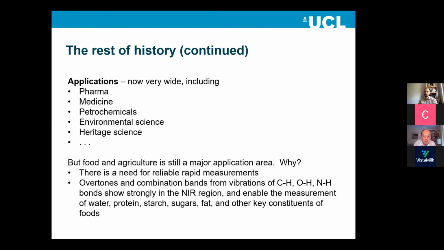And it's ideal also because of what you can easily measure in NIR. So you see the overtones and combination bands from CH, OH, NH bonds, and they're exactly what you need to measure in order to measure water, protein, starch, sugars, fat, exactly the things you want to measure in foodstuffs. So food and ag's the ideal application in many ways. And that's why it's still, and will continue to be, a really important application of NIR.